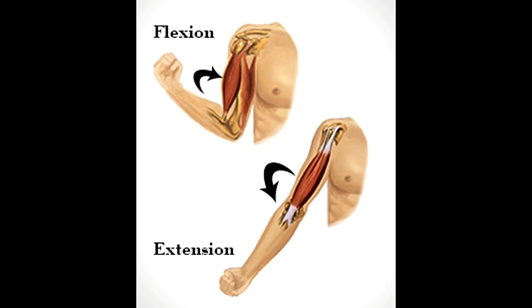Flexion and extension are the movements of muscles that occur in the sagittal plane. Flexion causes bending, while extension causes straightening. Here's a comparison between the two. Most exercises are known to use both flexion and extension.